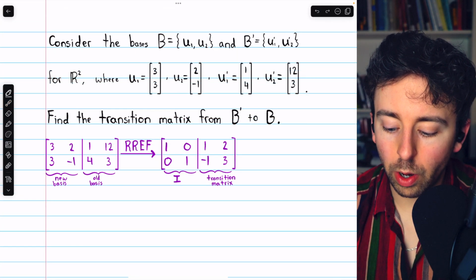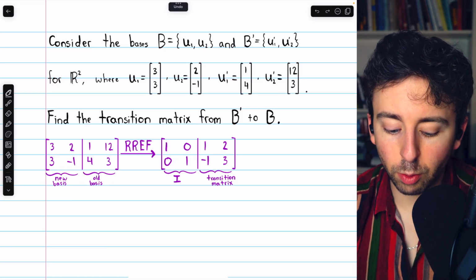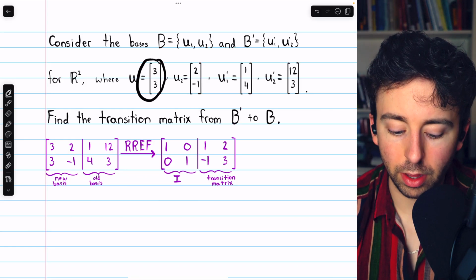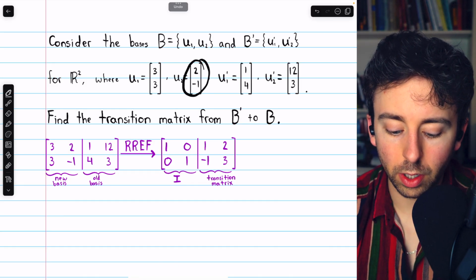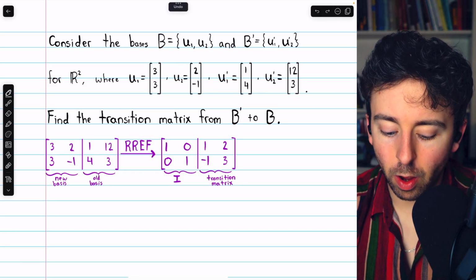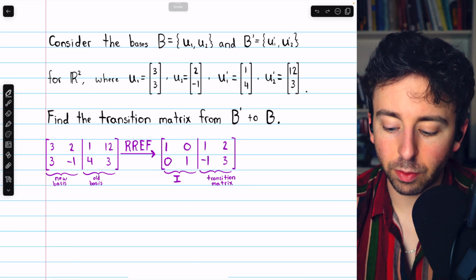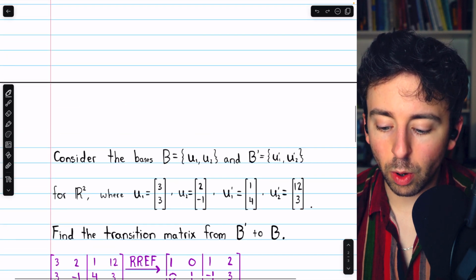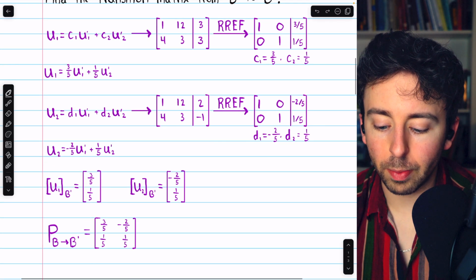Remember, this time we're going from B prime to B. So on the left, we have the new basis vectors, which are (3, 3) and (2, -1). And then on the right, we have the old basis vectors, (1, 4) and (12, 3). This is just like what we did before, but wrapped up into one augmented matrix.